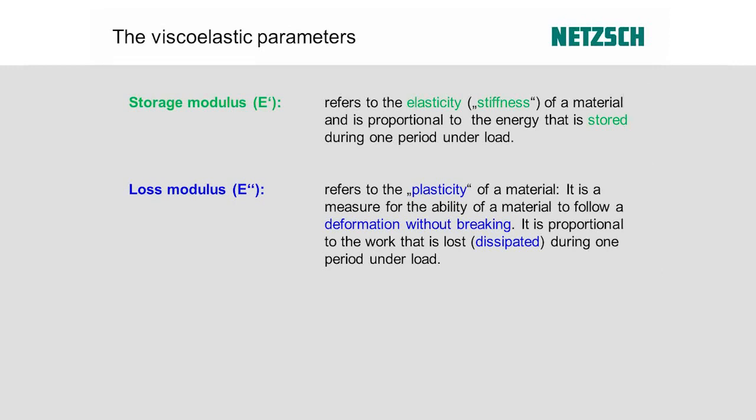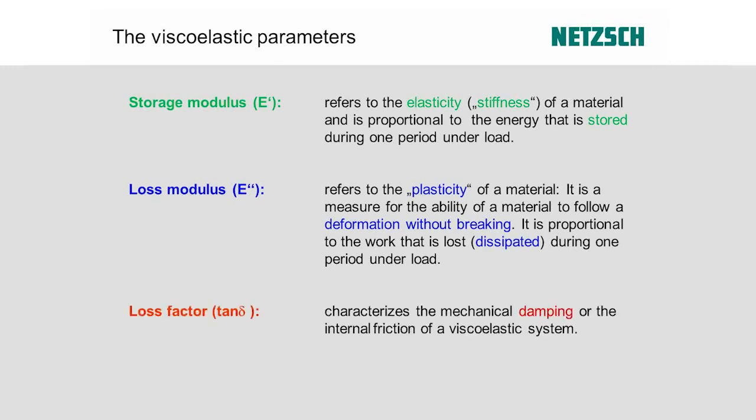It's proportional to the work that is dissipated during one period under load. And the third parameter that we look at, that you see in basically all DMA graphs, is the loss factor tan delta, and this characterizes the damping or internal friction of a viscoelastic system. So on the next slide, I will show you what a typical DMA measurement looks like.